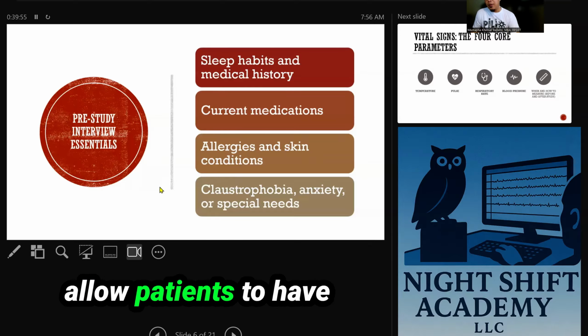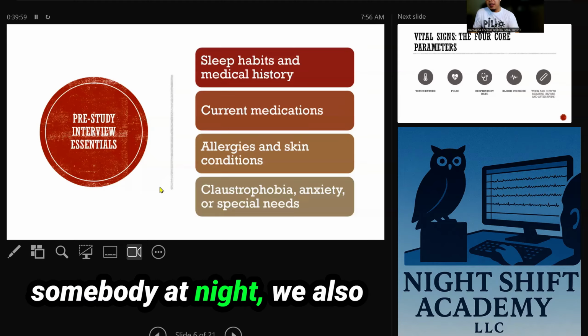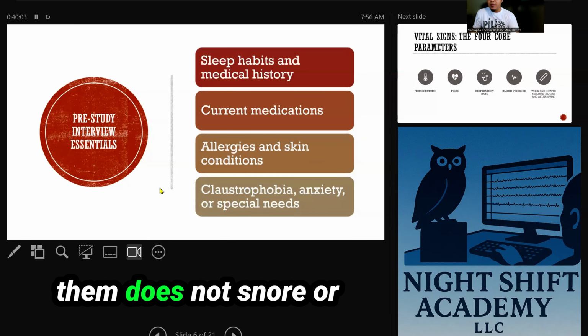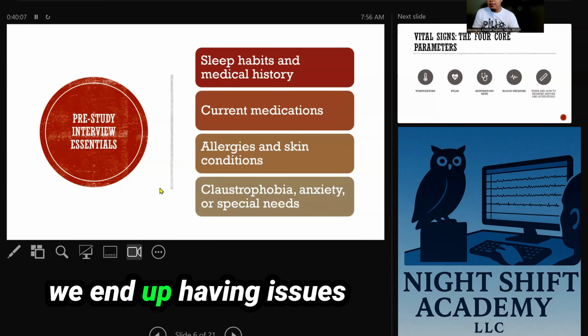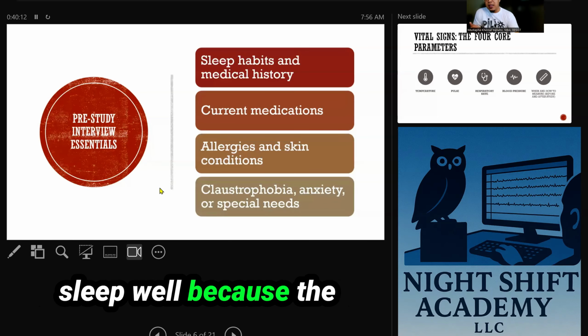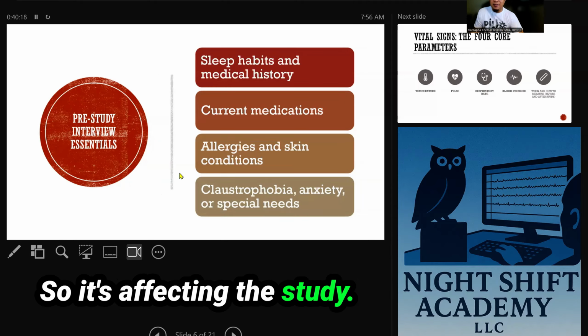However, when you allow patients to have accommodation with somebody at night, we also ask that whoever is with them does not snore or have sleep apnea, because we end up having issues where the patients cannot sleep well because the person accompanying them is snoring so loud. Okay, so it's affecting the study.